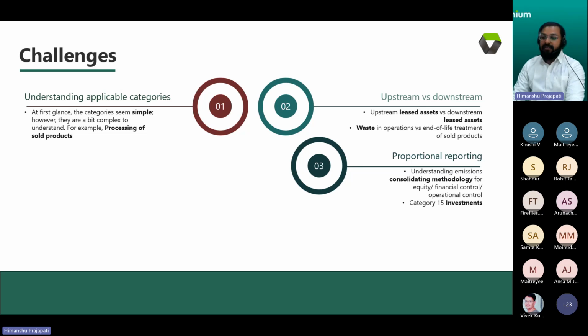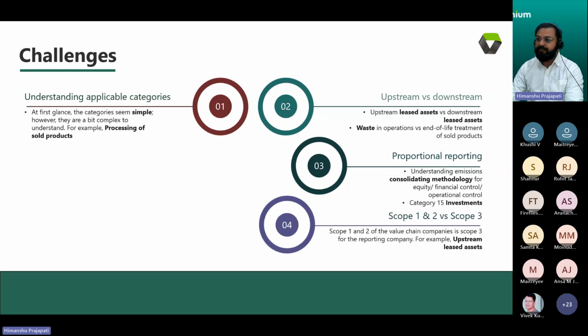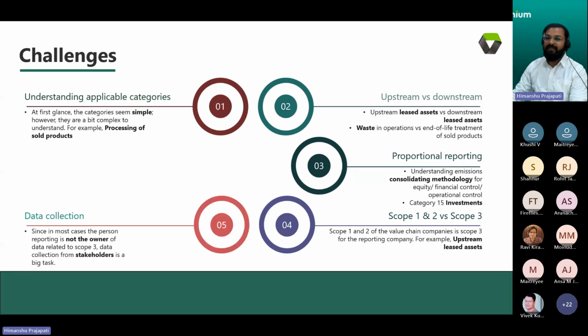It is important to understand that we have to do proportional reporting. For example, in case of the equity share approach, only the portion that is part of my kitty has to be reported when we are consolidating all the emissions. So that's very important. Here in this case, it is category 15 investments. That is one of the examples wherein I talk about the proportional reporting of the emissions. Scope 1 and 2 versus scope 3. We have already seen in many cases that the emissions we are reporting go either under scope 1 and 2 emissions or scope 3 emissions basis the relevance, right? So choosing the right category is very important over here.